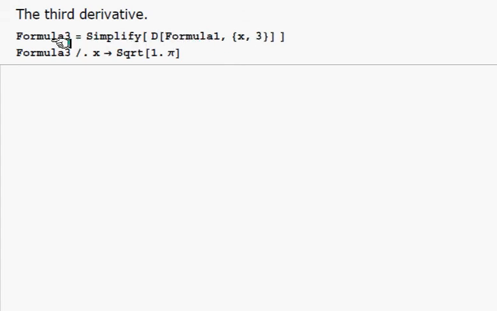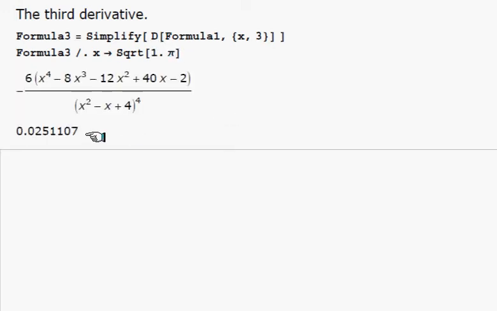I call that Formula 3, and I simplified it. Because there's no semicolon, it's going to show what it did for the first line. Then it also shows Formula 3 with this substitution, x equals 1 times pi, so it's going to turn pi into a numerical value. It shows the third derivative in simplified form, and in the second line it plugs in 3.14, that numerical approximation, into this formula and gets this value.